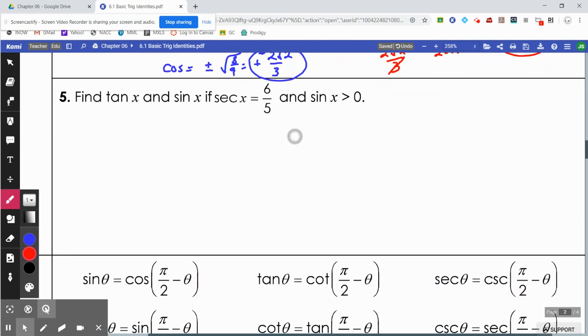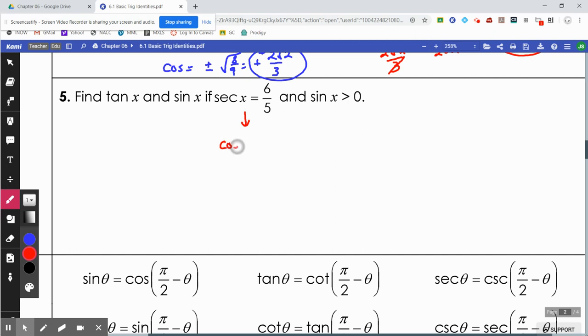Okay, number 5 asks us to find tangent and sine given secant. Now, if secant is equal to 6/5, then that means that cosine is equal to 5/6. They're reciprocals of each other. So now we're given that cosine is positive and sine is positive. All students take calculus. So let's see where we're at.